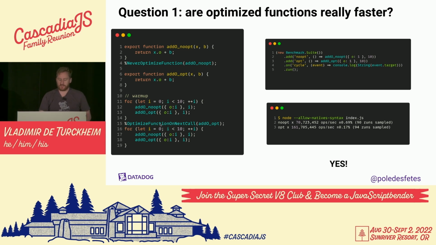We force optimization of the optimized one with optimize function on next call. Yes, they are not documented, but their name is actually pretty simple. And then we just have making sure that the optimization happens and has time to happen. And we use benchmark.js because it's still the best benchmark suite for me. And we start the benchmark. And what we see is that the non-optimized track can run up to 70 million operations per second. But the optimized track runs even twice as fast, 161 million operations per second. So yeah, optimization does matter.